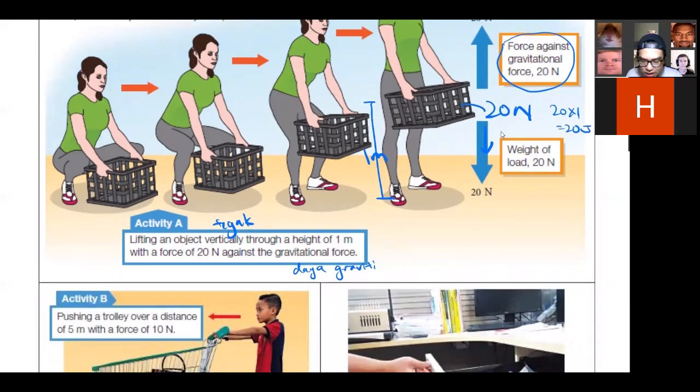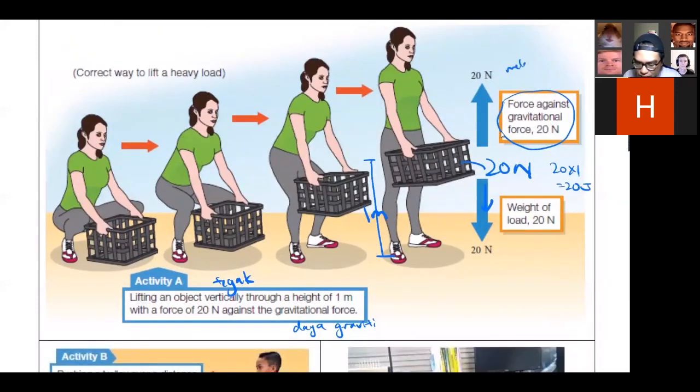Okay, so in BM, melakukan kerja, melawan daya gravity. Okay, I am fighting gravity. That's why I'm using energy. Okay, so when I'm dropping the box, think of it this way. Now I letak the box, I drop the box. Do I use energy? No, because the gravity will pull it down. Okay, I'm not fighting gravity, I'm letting gravity do the work. Okay, so that is what you must understand here.